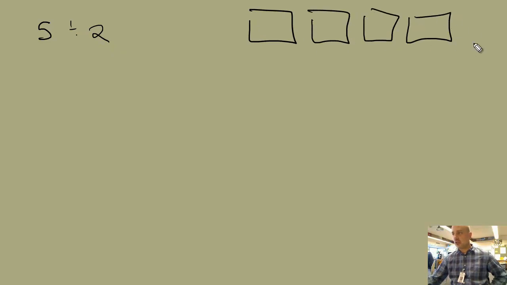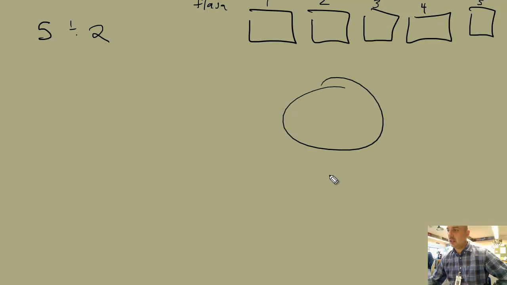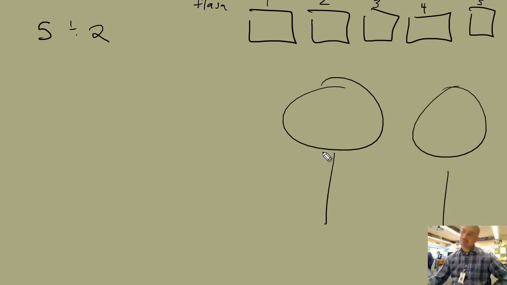They're different flavors. They're also different shapes. They're different kinds of crackers, okay? Flavor 1, flavor 2, flavor 3, flavor 4, and flavor 5. And here's my 2 people. It could be 2 boys, it could be 2 girls, who cares? And we're going to do the same thing. They're all different flavors. They each want to have some of them.